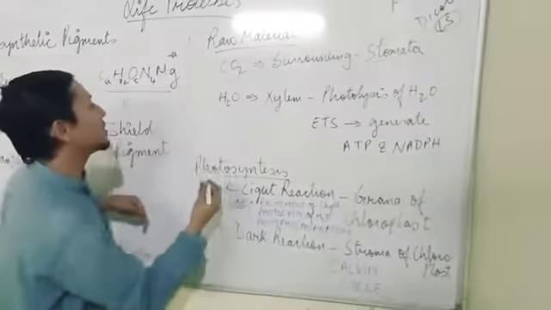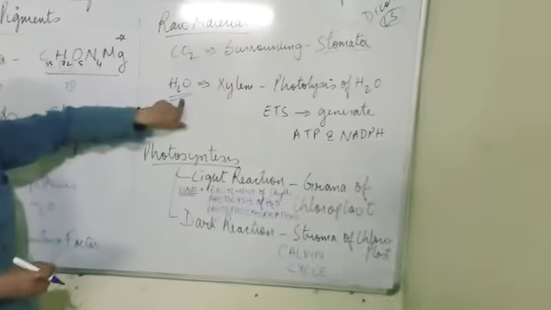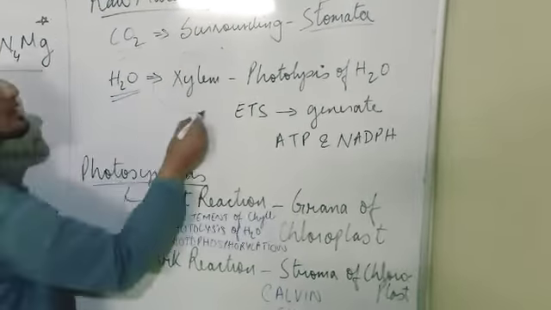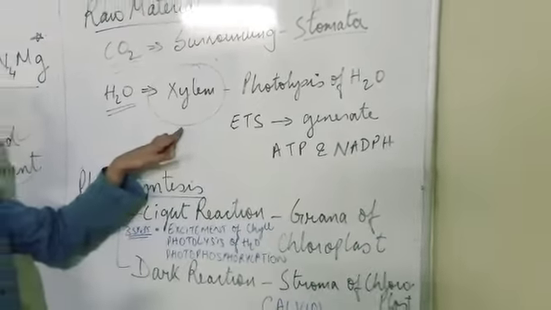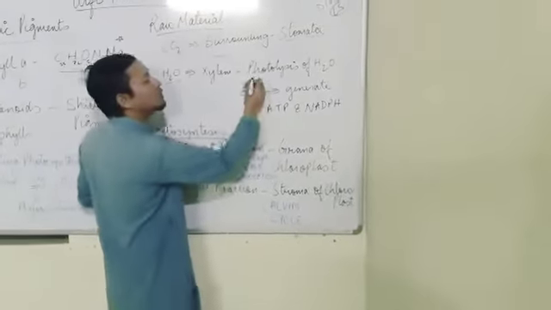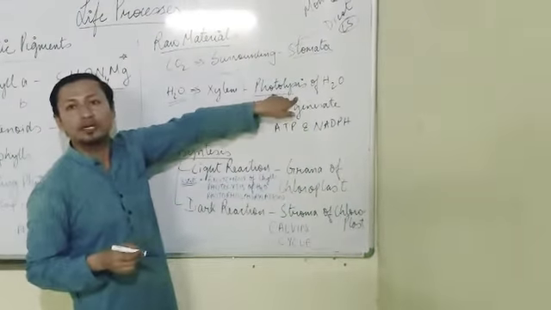Okay, now another important raw material that we talk about here is water. Water is very important. The water is conducted in the plant with the help of a conducting tissue called xylem. We all know the various components of xylem as well. Here there is a photolysis of water. That means the molecule of water is broken down.